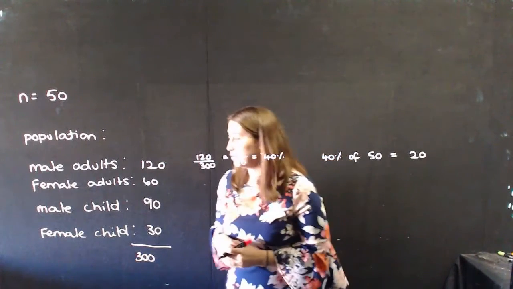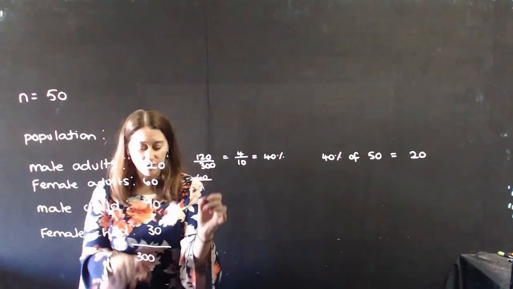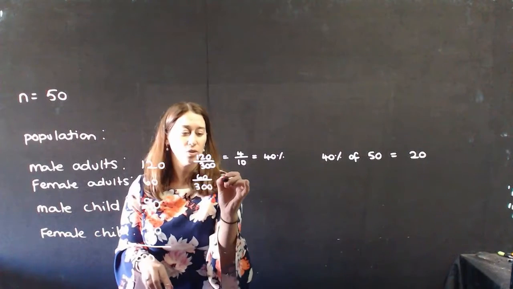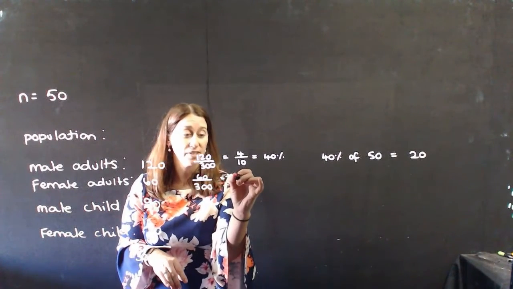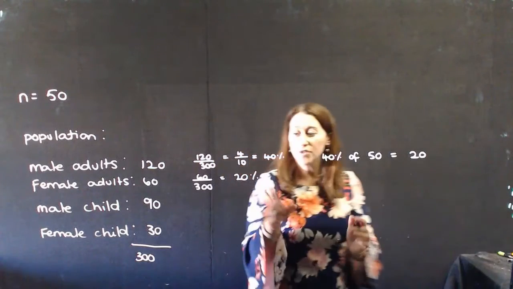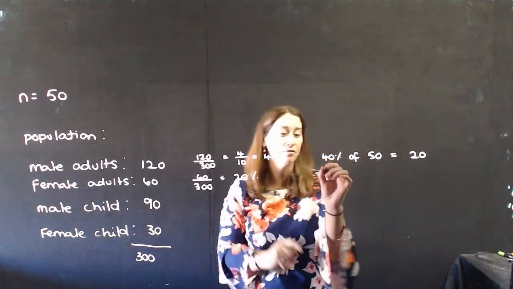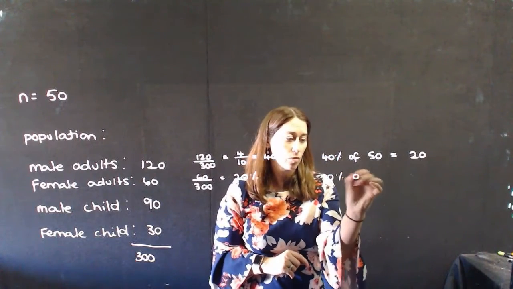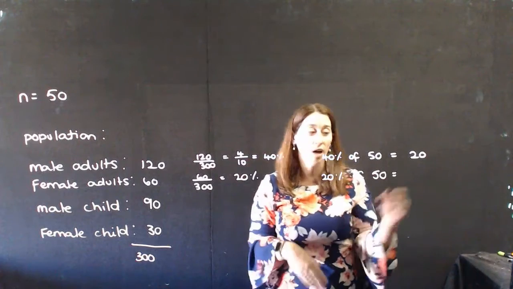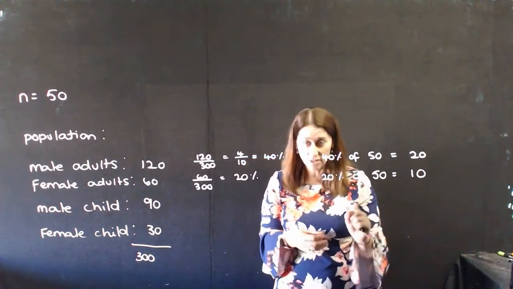All right, let's do the same for female adults. So female adults take up 60 out of the full population of 300, which works out at 2 out of 10, so 20% of the entire population is made up of female adults. To find out how many I should choose from my sample size, I want 20% of 50. Well, 10% is 5, so I need to take 10 female adults from my population to collect as a sample.